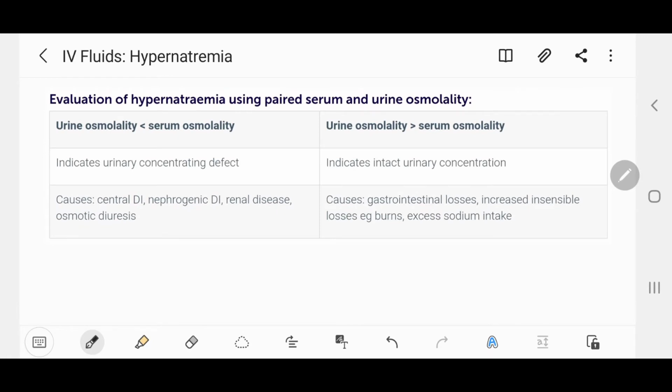Evaluation of hypernatremia using paired serum and urine osmolality. If urine osmolality is less than serum osmolality, that indicates a urinary concentrating defect, such as central diabetes insipidus, nephrogenic renal disease, and osmotic diuresis. If urine osmolality is more than serum osmolality, it indicates intact urine concentration, where the causes here are GI losses, increased insensible losses due to burns, or excess sodium intake.